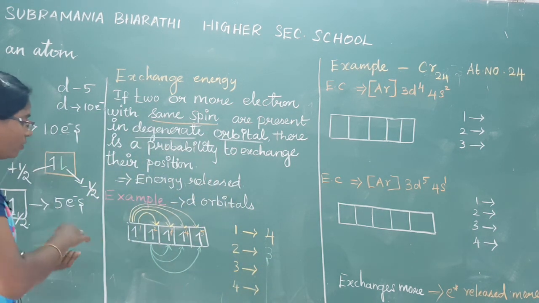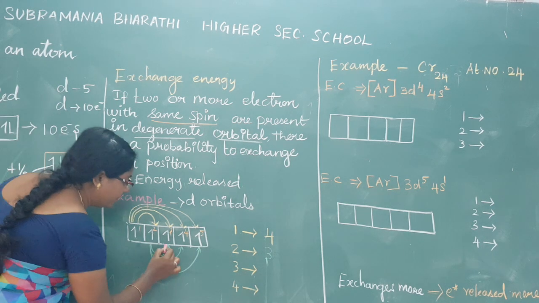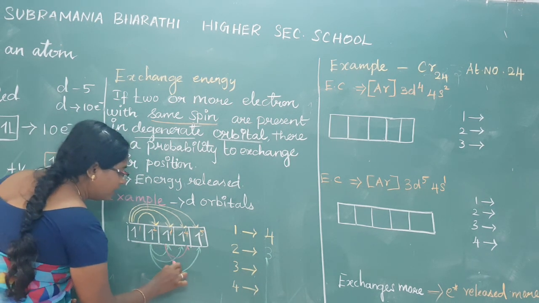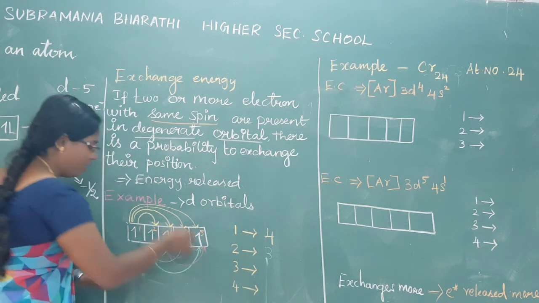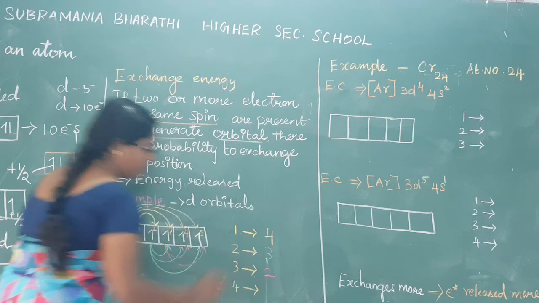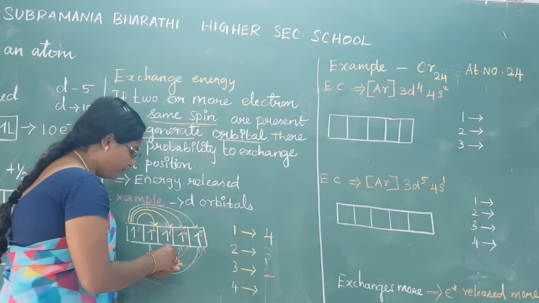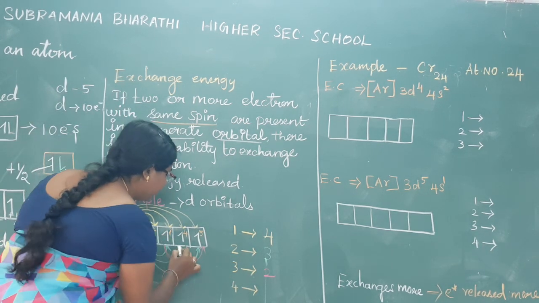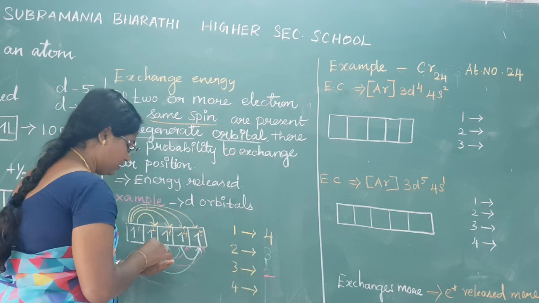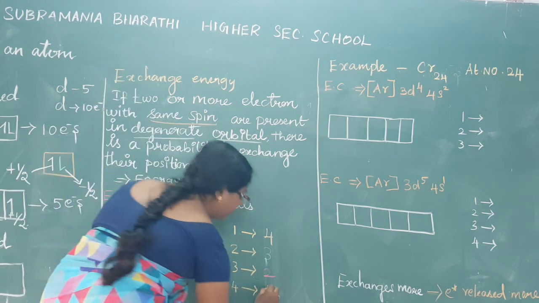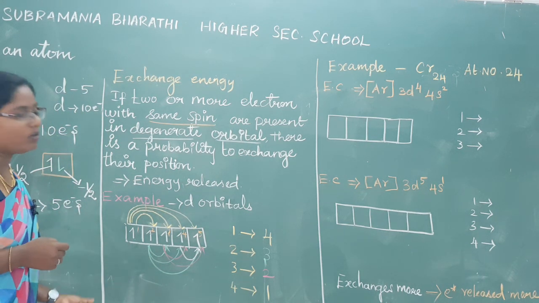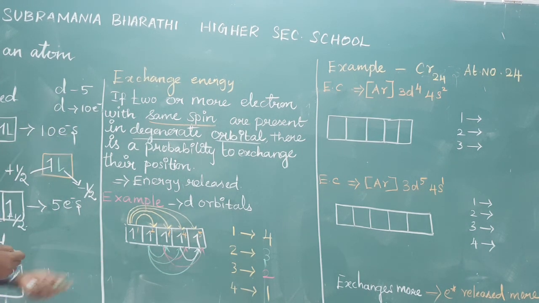For the third electron, let me draw here third electron with the fourth electron and the third electron with the fifth electron. So, for the third electron, I am having 2 exchanges. Then for the fourth electron, let me draw here, the fourth electron is having only 1 exchange. So, let me write 1 here. In this way, I can explain how the electrons can exchange their position with other electrons.